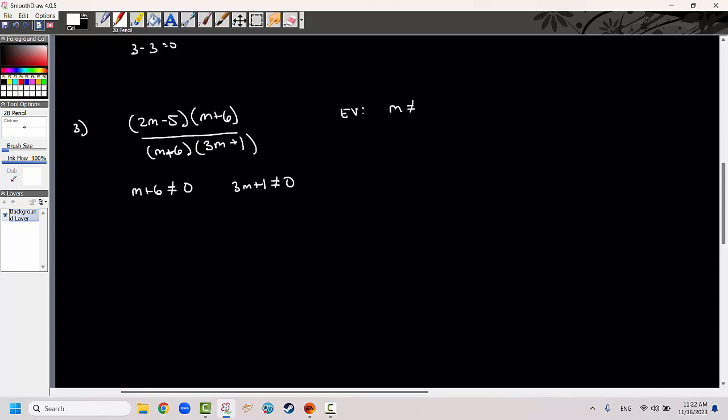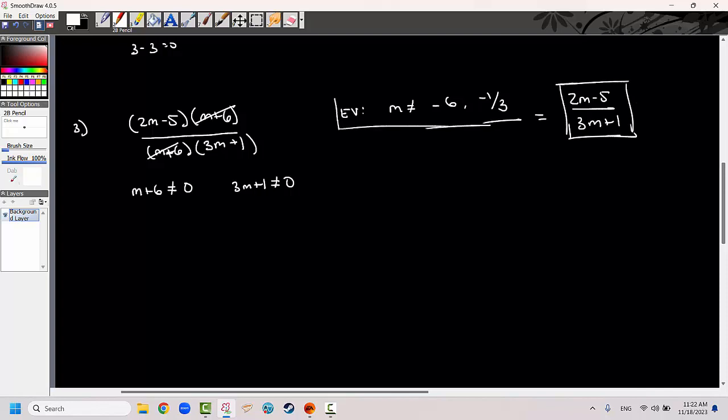So if you want to, once again, go ahead and pause and see if you can figure these out. Shouldn't take you that long. Give you guys a second. Hopefully it's not too much of a reach to say that m couldn't equal -6 and -1/3. So let's go ahead and cancel what we are meant to cancel. And what we have as the reduction of this fraction is 2m minus 5 over 3m plus 1. And that's it. And as long as your excluded values are included in the answer, these both here are going to be what's required of you.